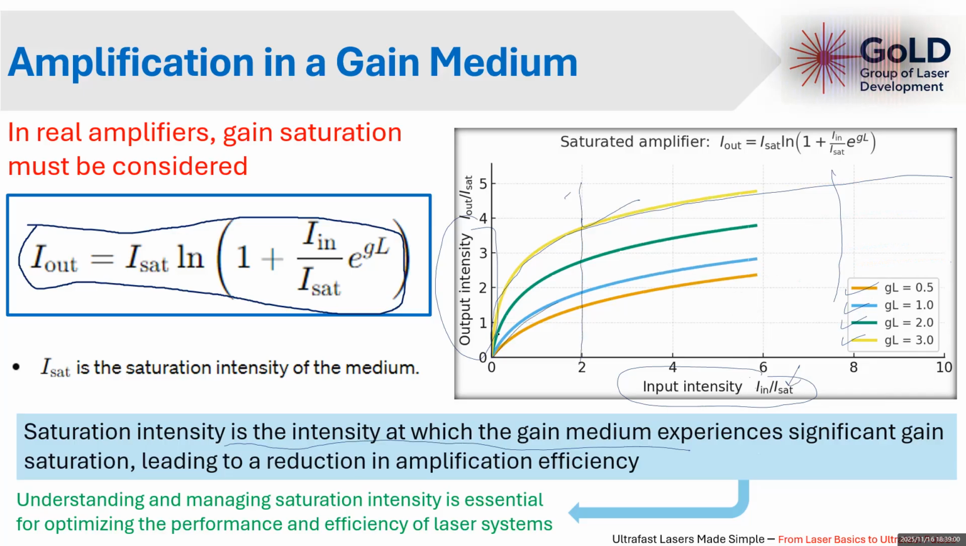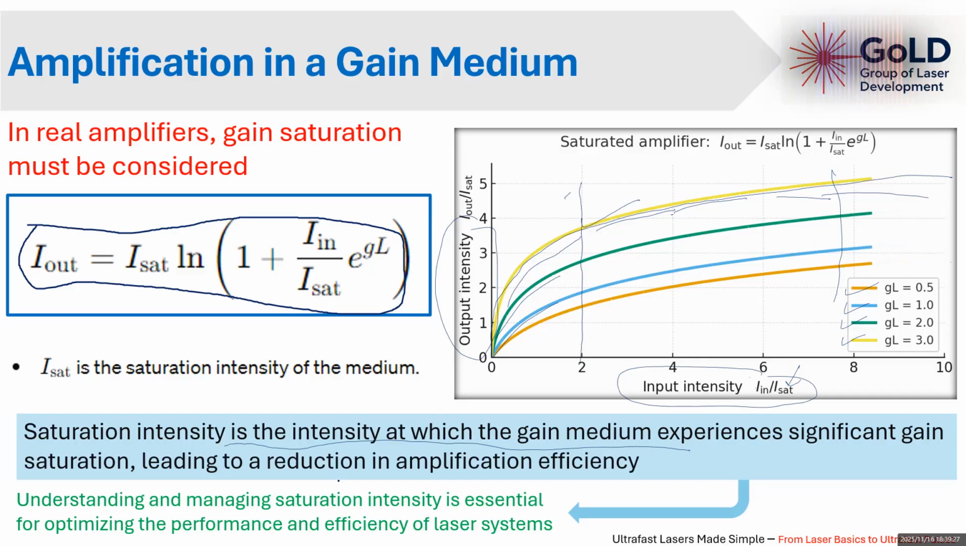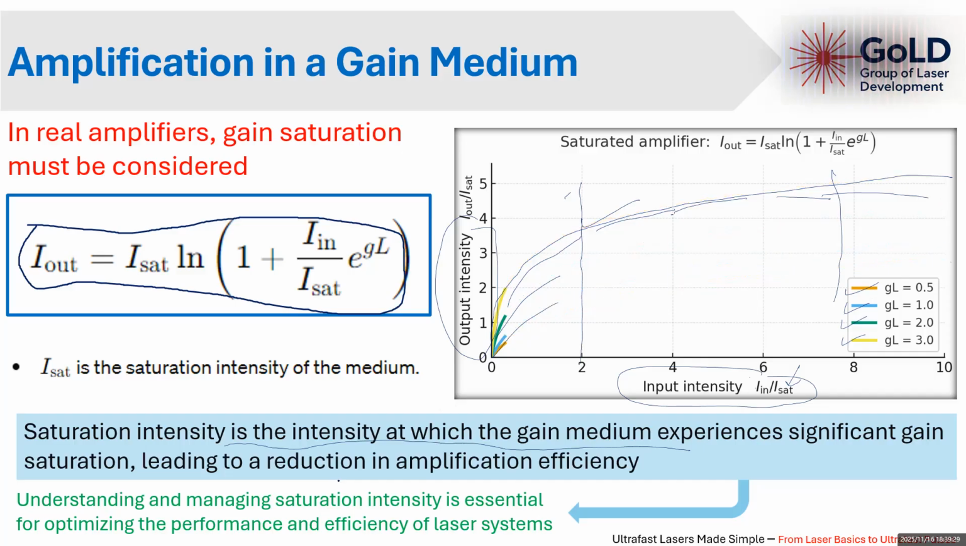In the beginning this increase is rapid. After that it becomes slower and slower, and at a certain point the output intensity is not increasing that much even though the input intensity is increased, because of this gain saturation. Obviously, gain means it's related to the gain medium. Titanium sapphire is the gain medium, and we are specifically discussing this for the amplifier.